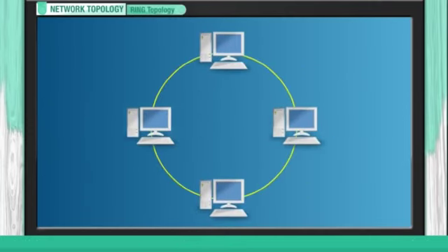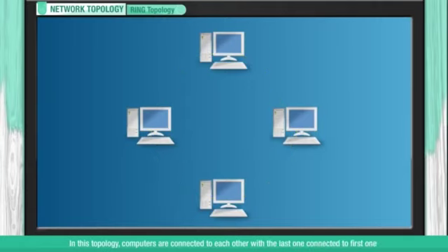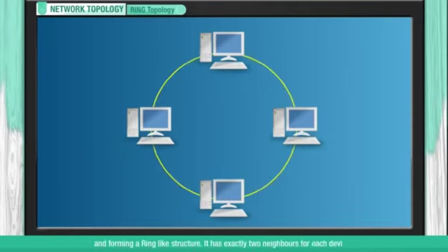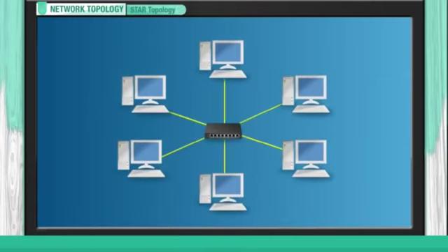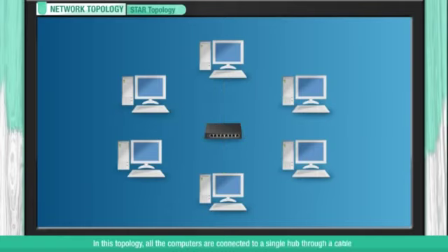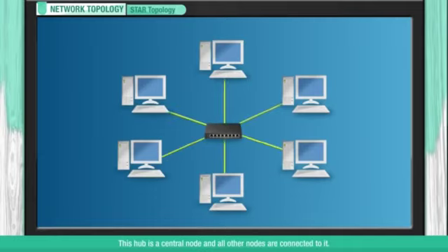Ring topology. In this topology, computers are connected to each other, with the last one connected to the first one, forming a ring-like structure. It has exactly two neighbors for each device. Star topology. In this topology, all the computers are connected to a single hub through a cable. This hub is a central node and all other nodes are connected to it.